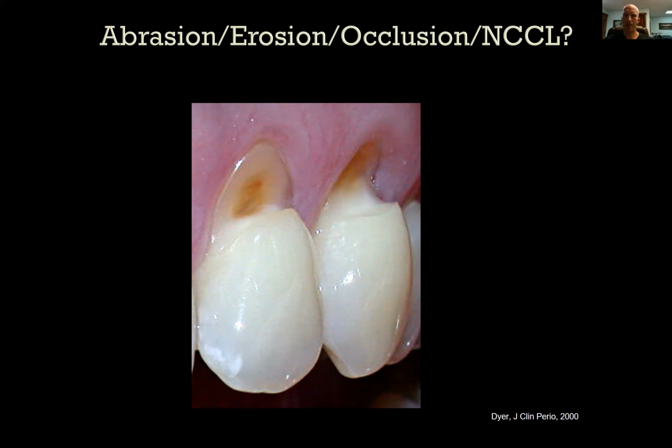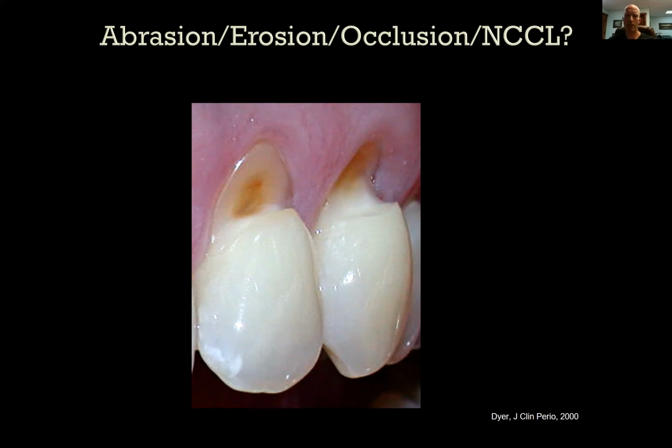I am convinced that occlusion is a culprit in these NCCL lesions. I am convinced also that erosion plays a role in it too. And I know there have been some studies to show the effects of occlusion and erosion on the cervical area of teeth.